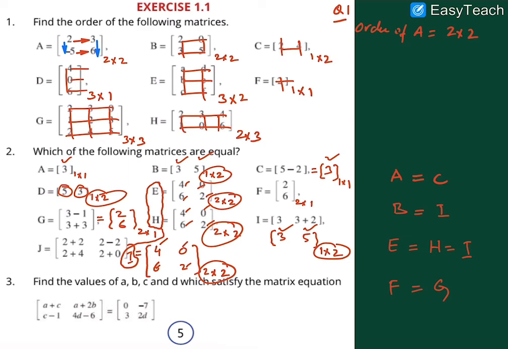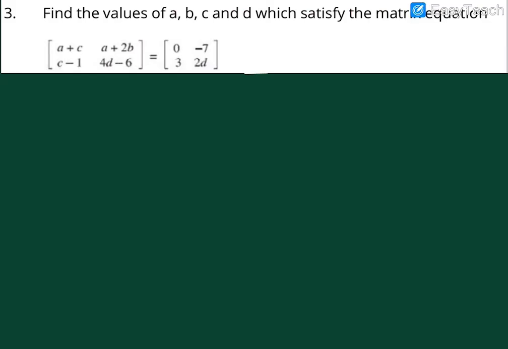Now let's do question number 3. Question number 3 is saying find the values of A, B, C and D which satisfy the matrix equation. So we have to find the constants A, B, C and D.